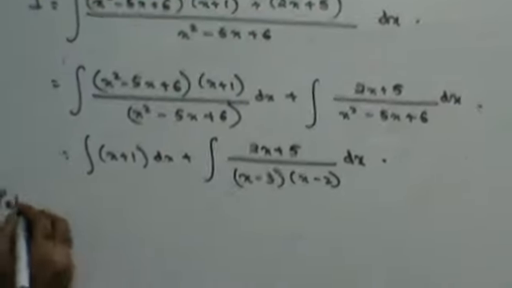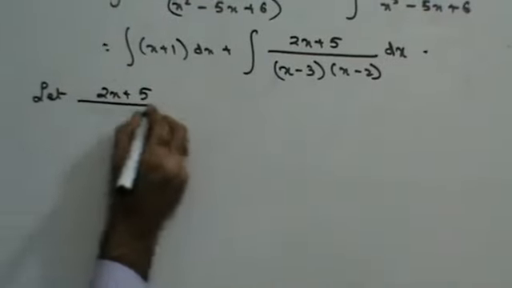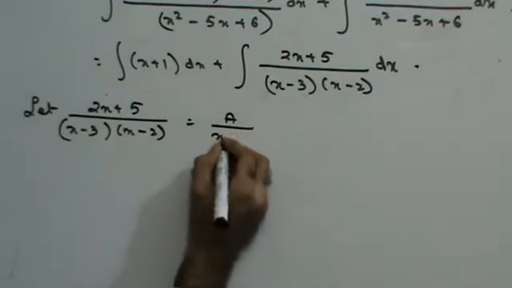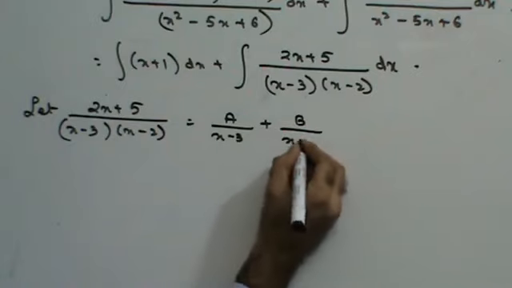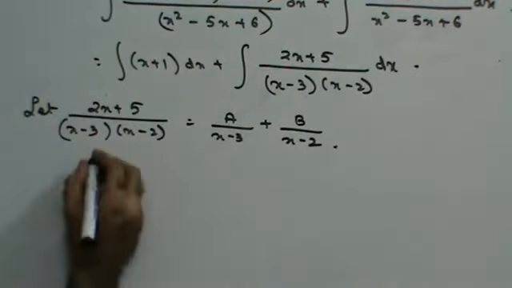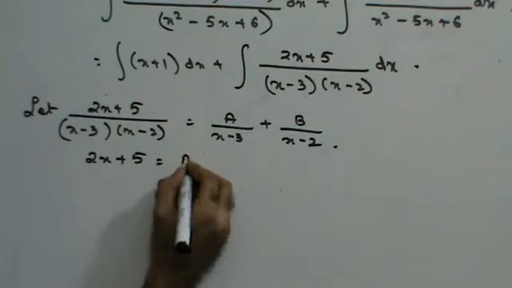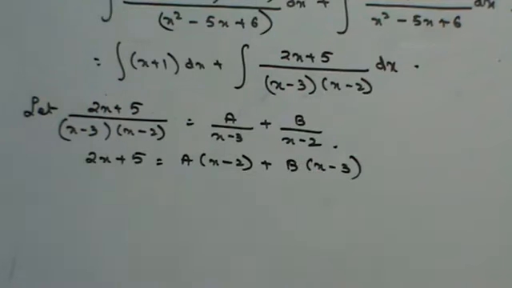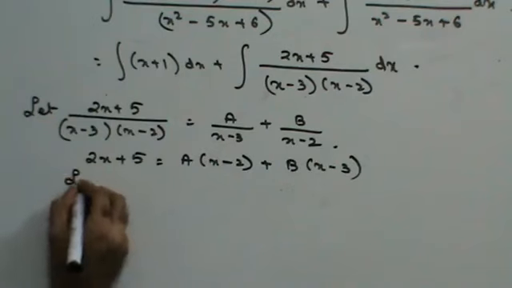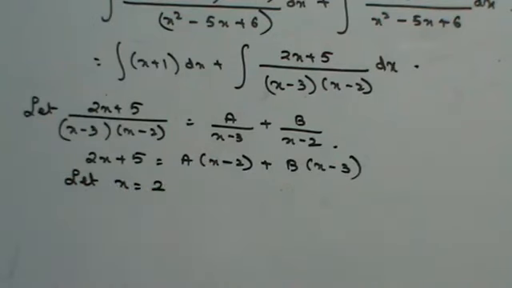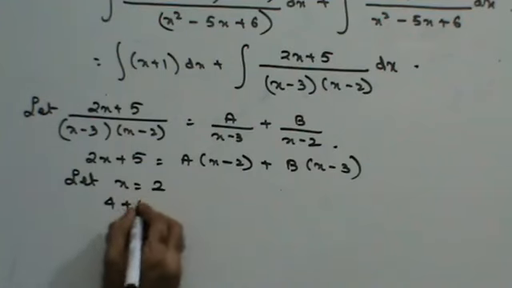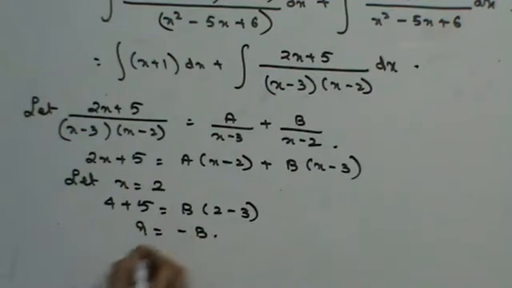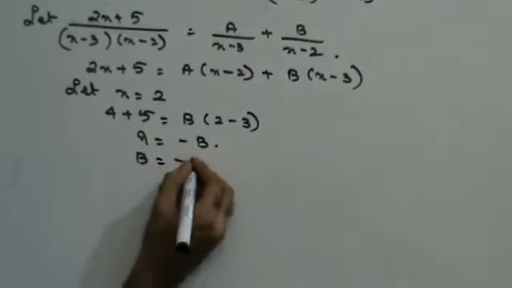Let us assume that 2x plus 5 upon x minus 3, x minus 2 is a upon x minus 3 plus b upon x minus 2. So 2x plus 5 is a into x minus 2 plus b into x minus 3. In order to make this bracket as 0, I'll say let x be equal to 2. So I'll get 4 plus 5 is b, 2 minus 3. 9 is equal to minus b. So b is equal to minus 9.